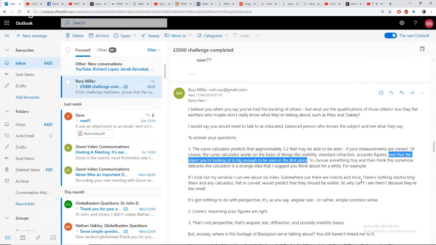There isn't a single citation on any of the curve calculators that take this into account, that the object you're looking at is big enough to be seen in the first place. That is our point. It doesn't include that. And I asked him for citations on that, and he has refused to give them because they don't exist. And I'm going to show you that they don't exist right now.